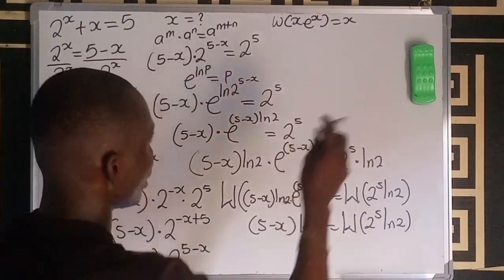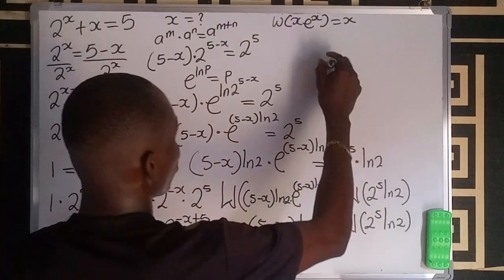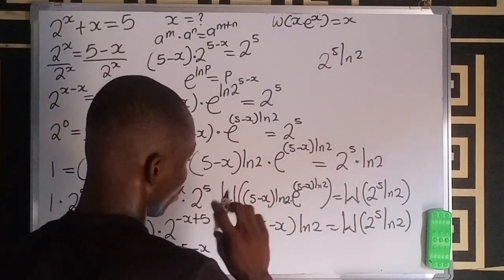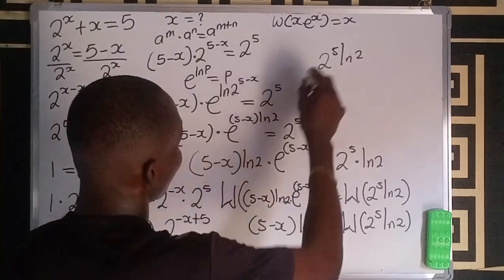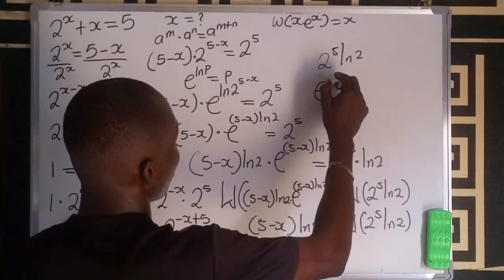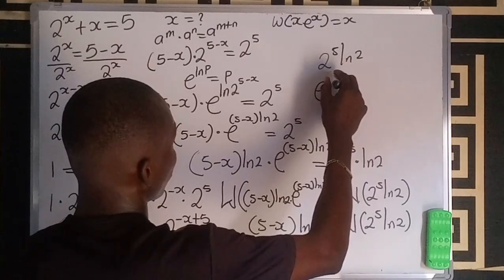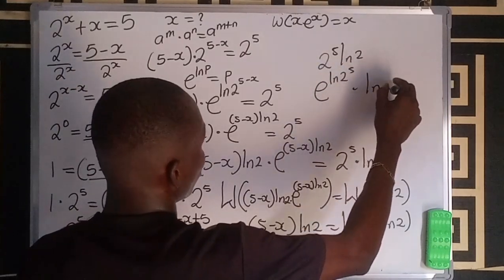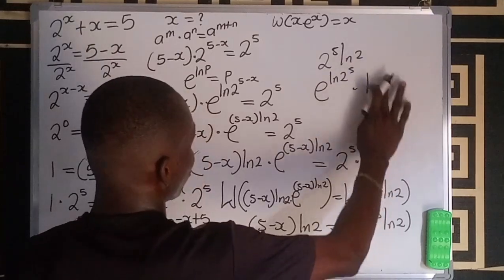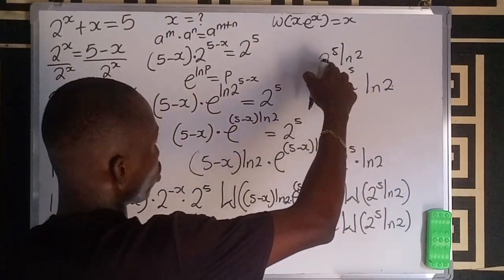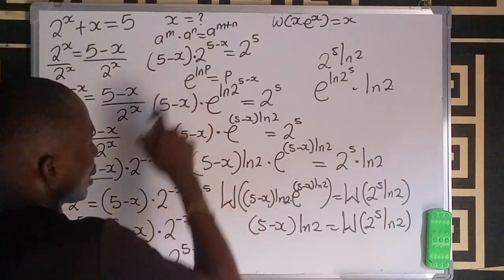Now let's see something. Let me see 2 to the power of 5 ln 2. Now, if I raise this, as this is 2 to the power of 5 ln 2, multiplied by ln 2, right? Don't forget that e to the power of ln 2 to the power of 5 is the same as 2 to the power of 5. Take note by obeying these properties, right?